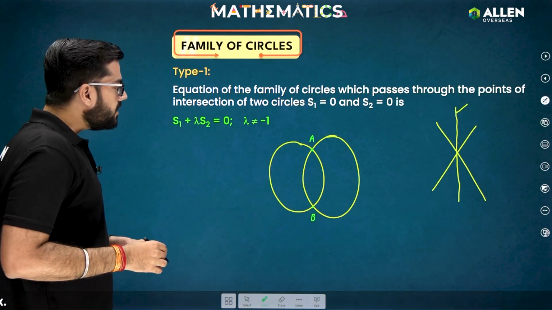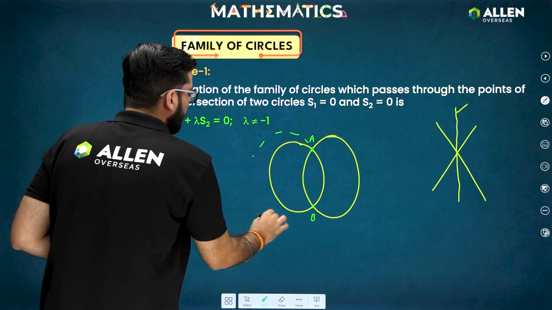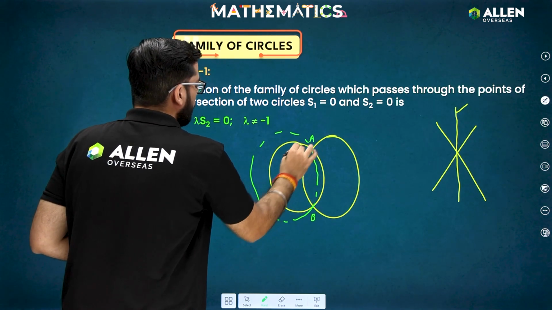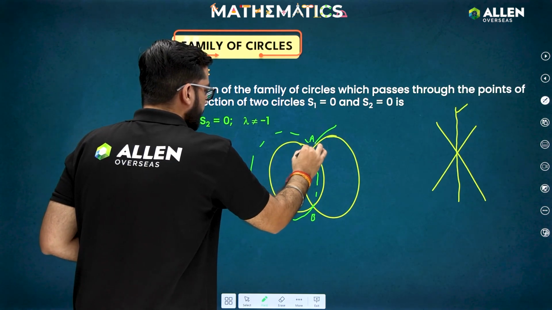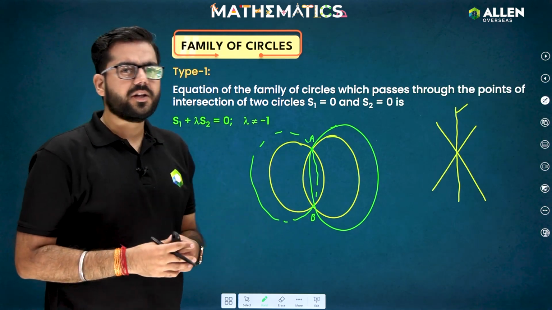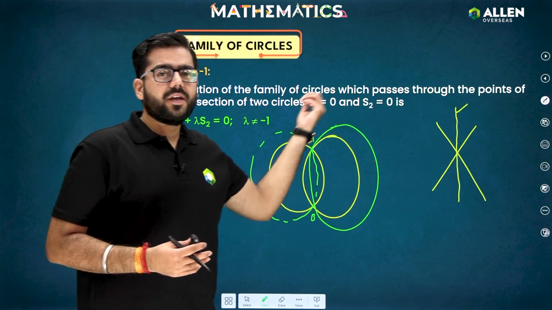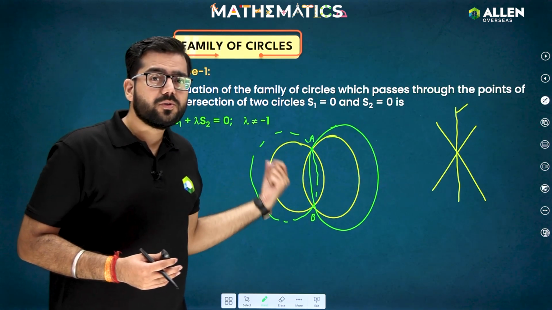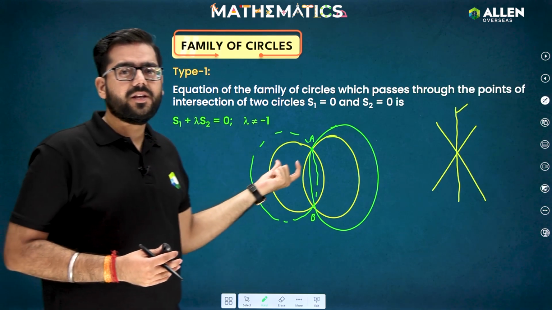Now according to the concept, we can make many circles which are passing through these two points of intersection, like this, like this. So there are infinite circles we can design. Now how can we represent the family of those circles? We can represent the family of those circles with the help of a simple equation, that is S1 plus lambda S2 is equal to 0.